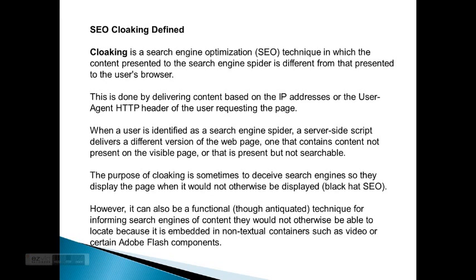Today we're going to talk about SEO cloaking and the definition of it. SEO cloaking defined: cloaking is a search engine optimization technique in which the content presented to the search engine spider is different from that presented to the user's browsers.